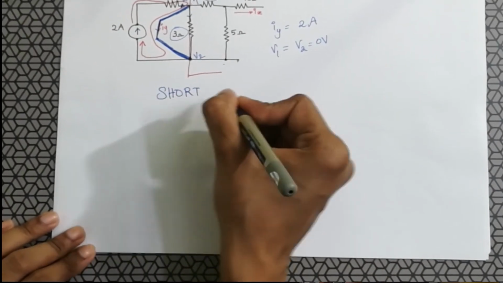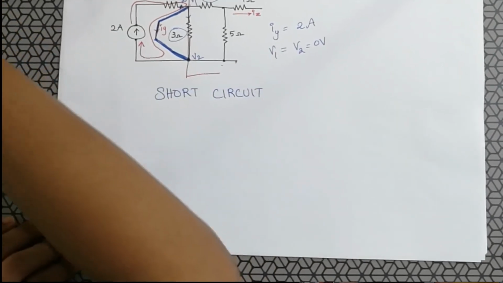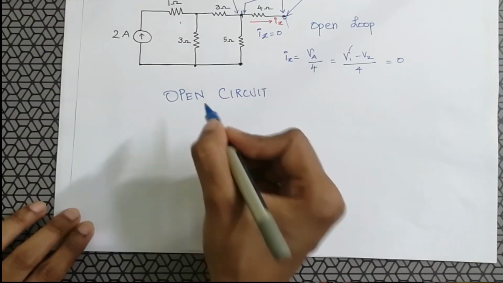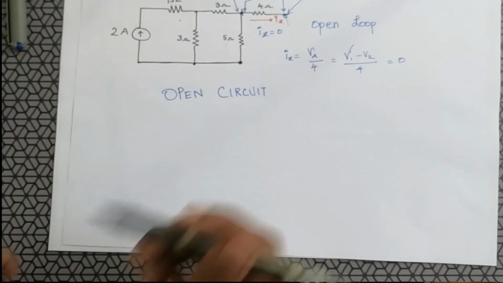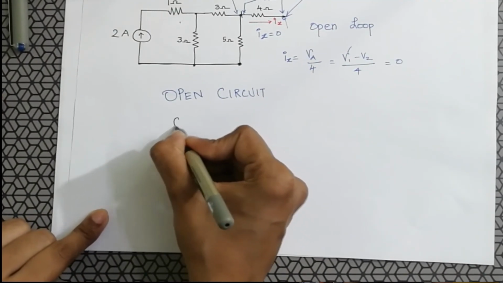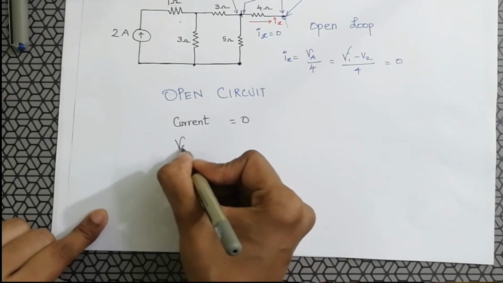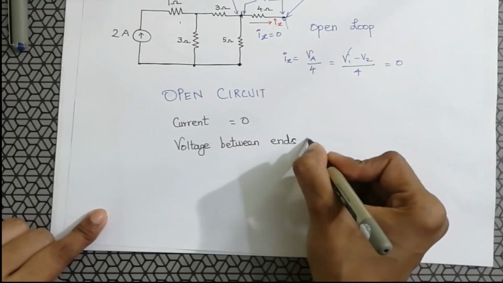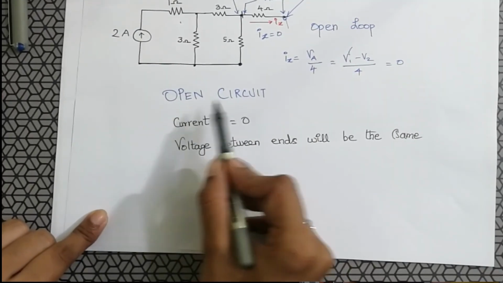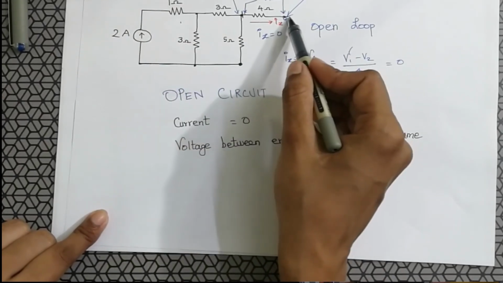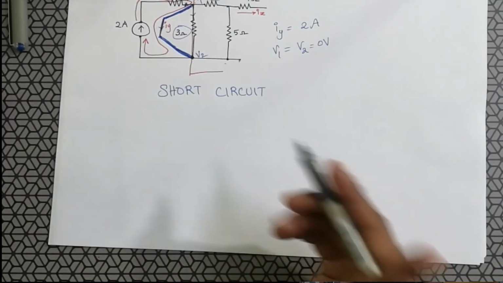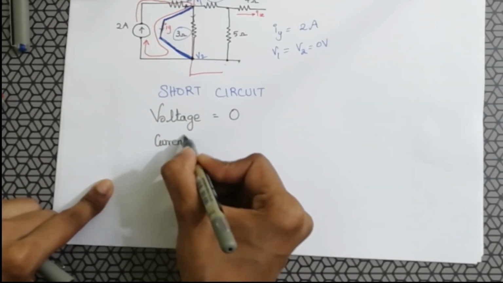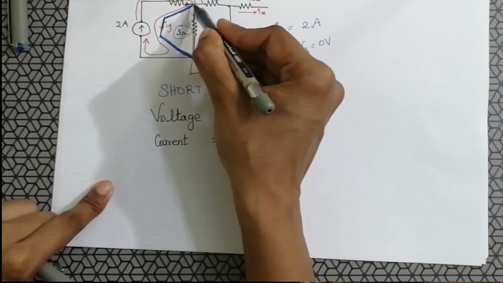This is a short circuit, and this one is an open circuit. In an open circuit, the current will be 0 and the voltage between the ends will be same. But when you consider a short circuit, the voltage will be 0 and the current will not be 0. It will be the current that is entering the node.